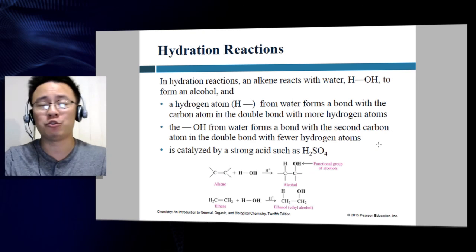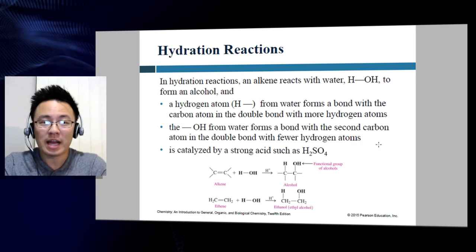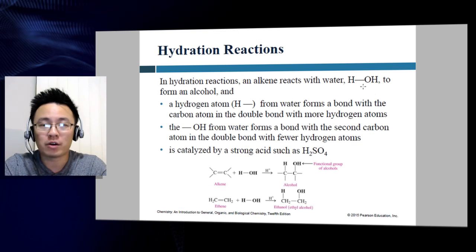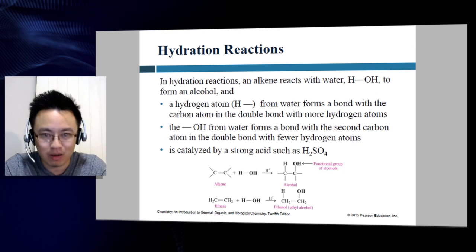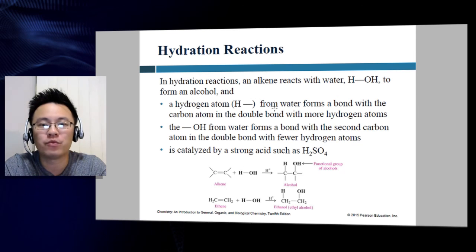So we're going to talk about hydration reactions. In hydration reactions, an alkene reacts with water, H2O, to form an alcohol. So you can see here the hydrogen atom from the water forms a bond with the carbon atom in the double bond with more hydrogens.